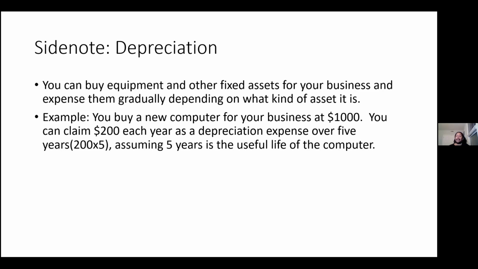Say you buy a new computer for your business for $1,000. You can claim $200 each year as the depreciation expense over 5 years, assuming 5 years is the useful life of the computer. I have that here to explain what depreciation is, because a lot of people will say, I got this laptop for business, and that's all good. A laptop generally has a useful life of 3 to 5 years, so we can depreciate it over time. So each year you have a little bit of expense to go against your income.